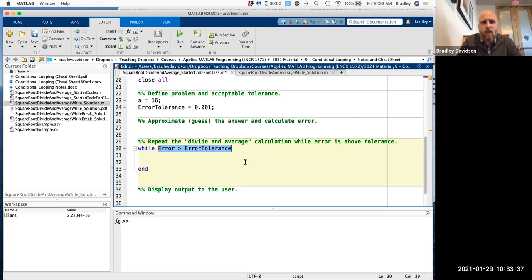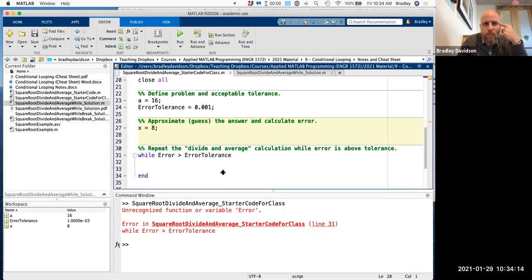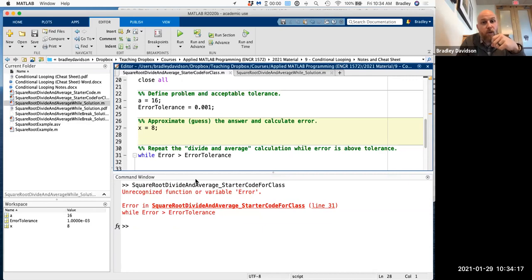Yeah. So we've defined our problem and our acceptable tolerance, and then we want to give our first approximation, which is a guess. When I guessed that first time, I guessed x equals 8. It's a really bad guess, but that's what we were going with. And then, coming into this while loop, we have to have an error itself to be able to make that comparison. Because if we ran this now, we're going to get an unrecognized function or variable error.